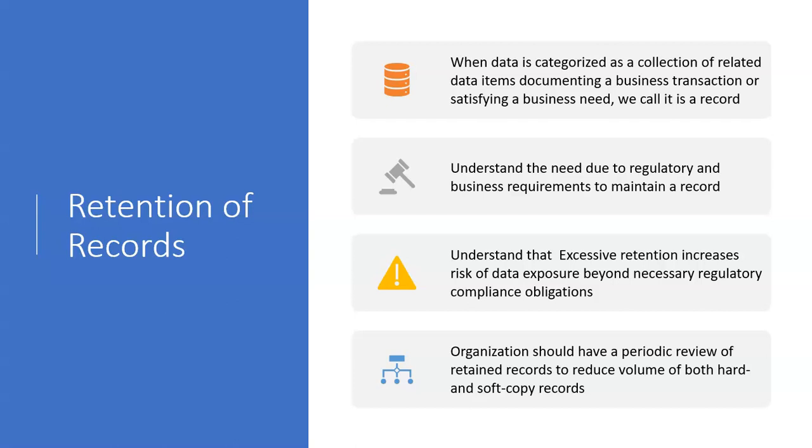That's why we need to retain the record as per the defined time duration in the policy or as per the regulatory requirement. The organization should have a periodic review of retained records to reduce the volume of both hard and soft copies of the records in the organization. We must also use an active archiving system for compliance with record retention requirements. Archival storage will help us to follow the guidance through a hierarchical storage approach for record management.